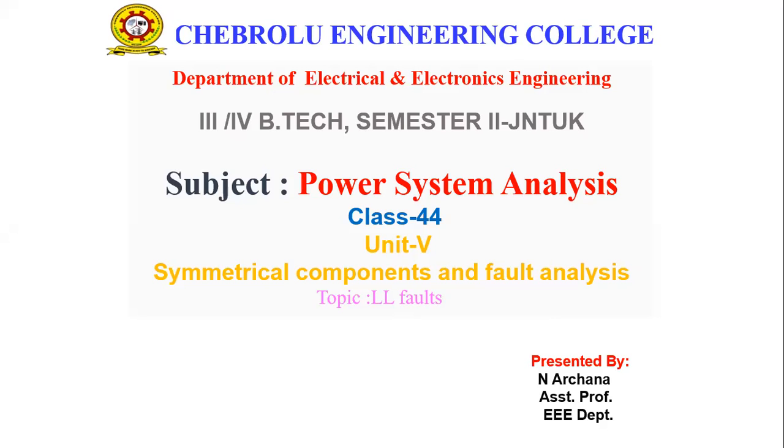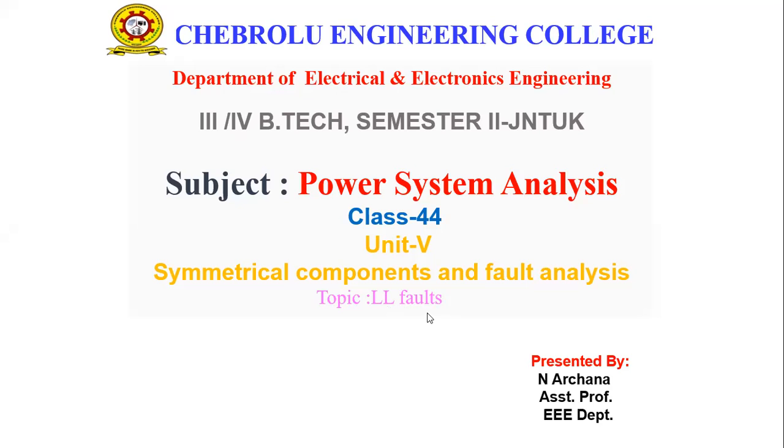In the previous class we already discussed the various types of faults and the derivation of how to calculate the fault current for line to ground faults. How many types of faults are there? We have symmetrical faults and unsymmetrical faults. The unsymmetrical faults are classified as line to ground fault, double line fault, and double line to ground fault. In the previous class, we discussed the line to ground faults and derived the fault current obtained between the line and ground.